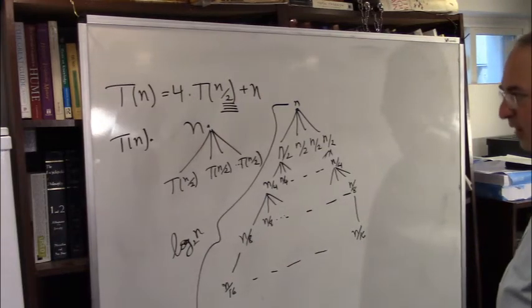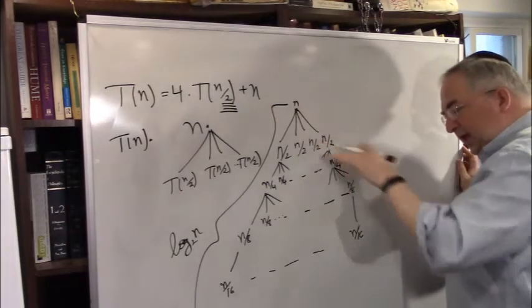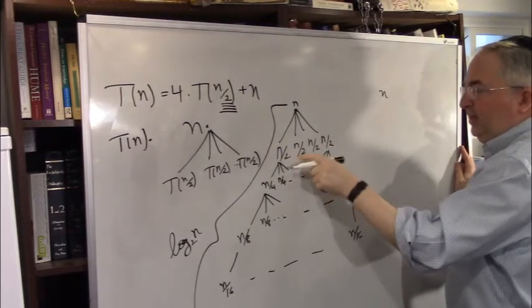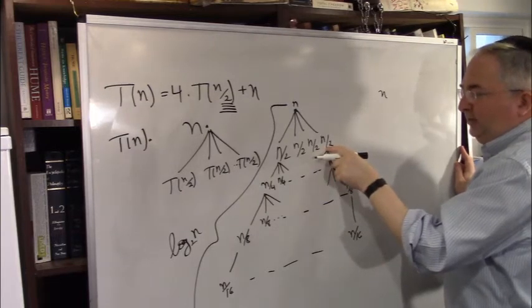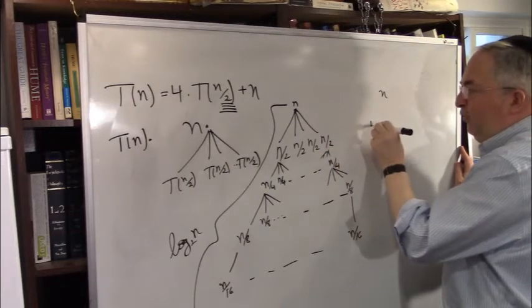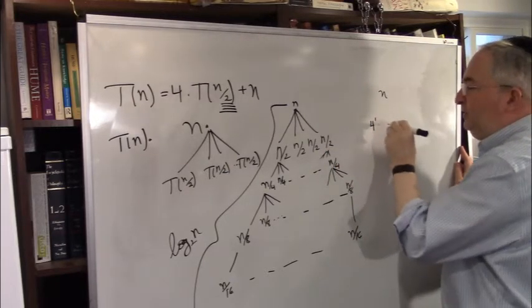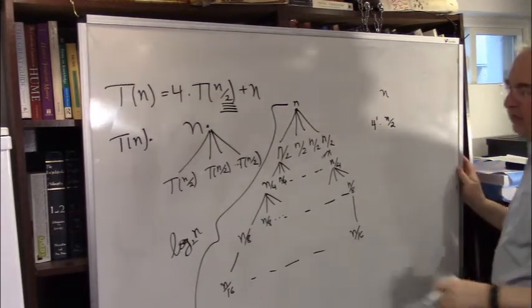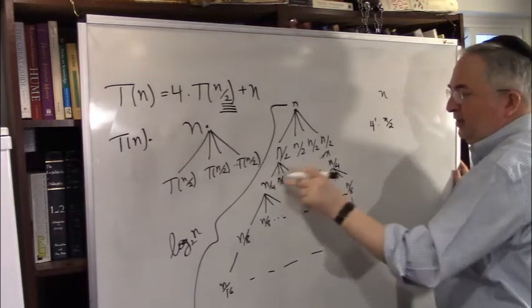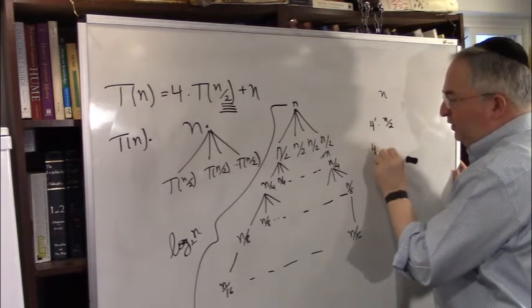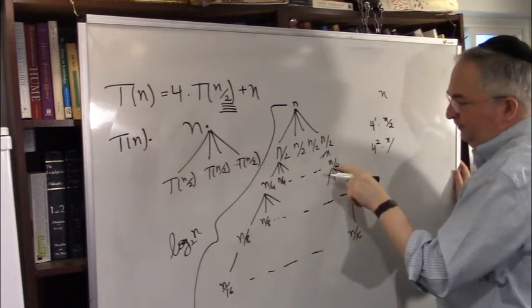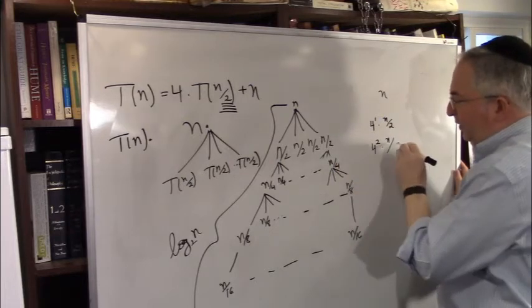Question. Let's add up things level by level. So this is n. That's good. This is what? I'm going to write it as 4 to the 1 times n over 2. Okay, I need space over here too. This is going to be 16, so I'm going to write this as 4 to the 2 times n over, I'm not going to write 4. Okay, I'm going to write it as 2 to the 2.